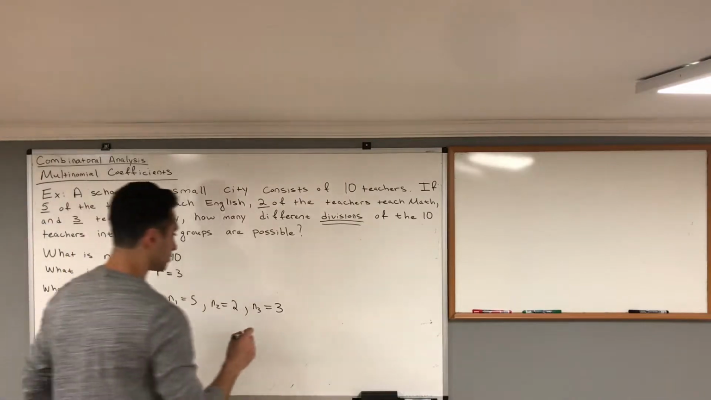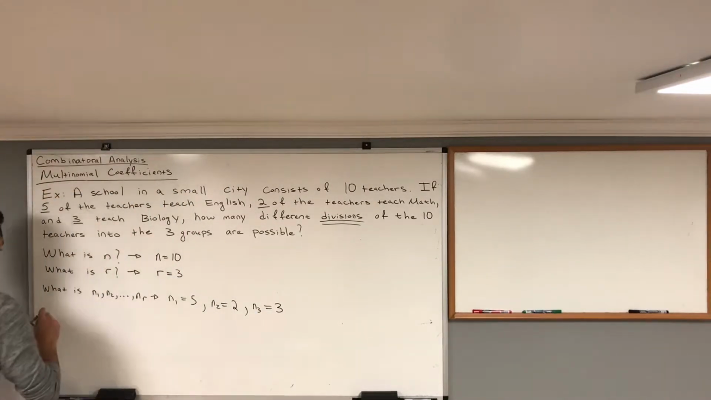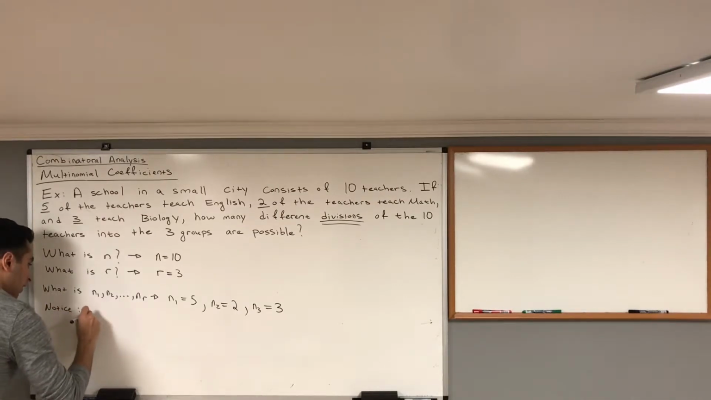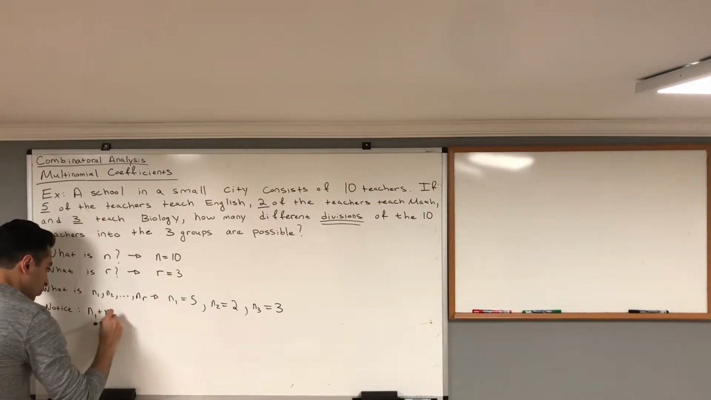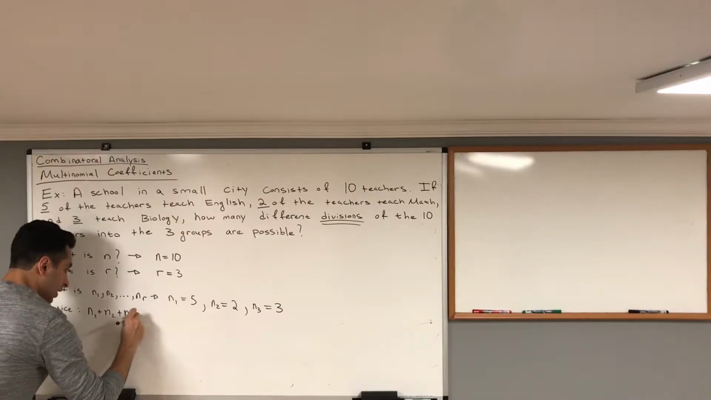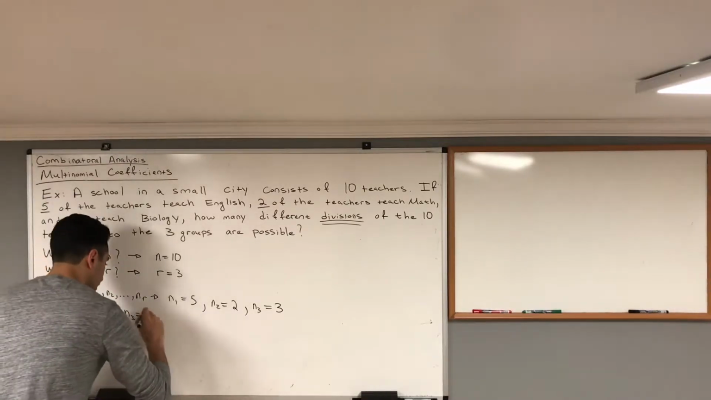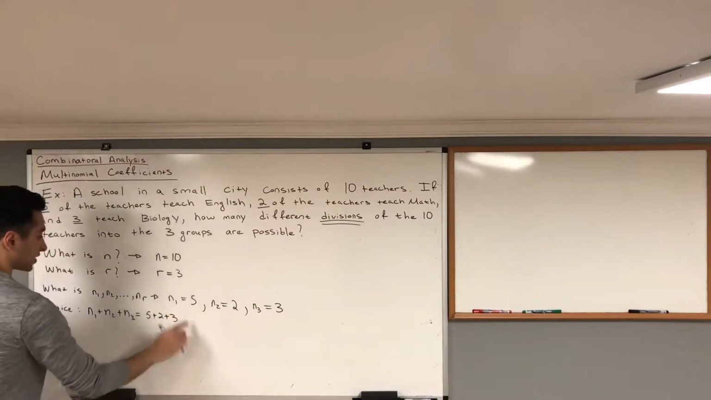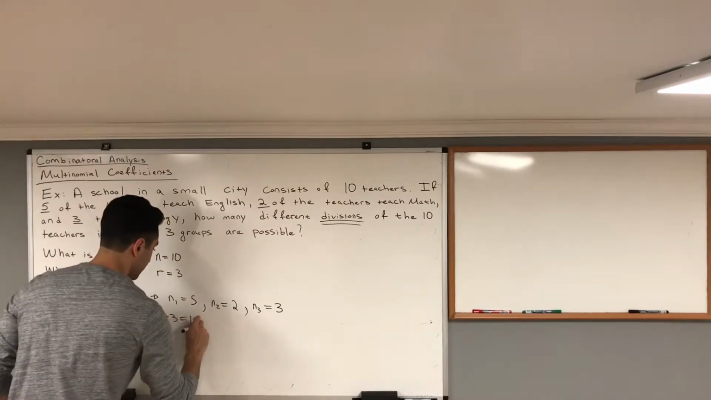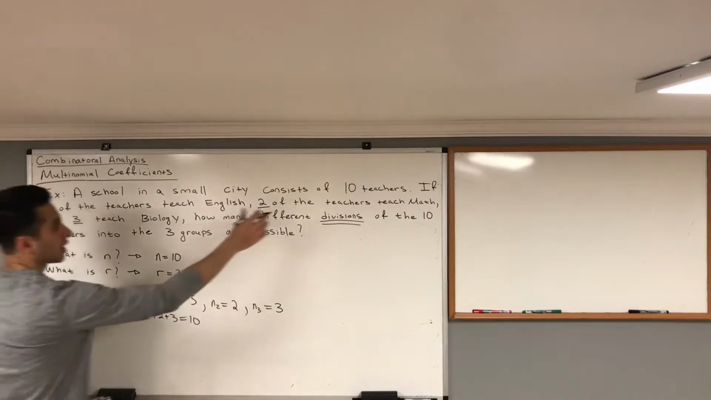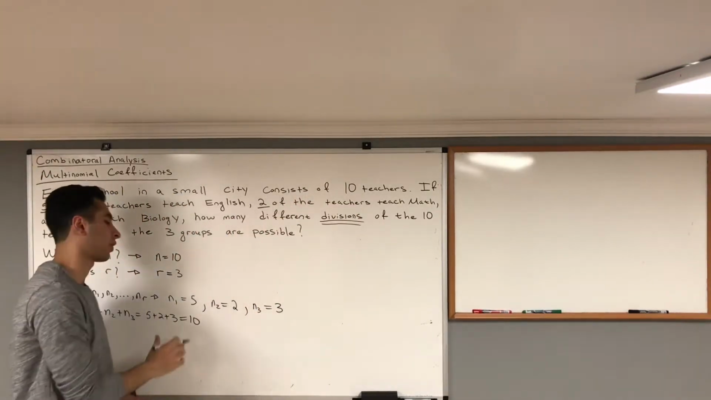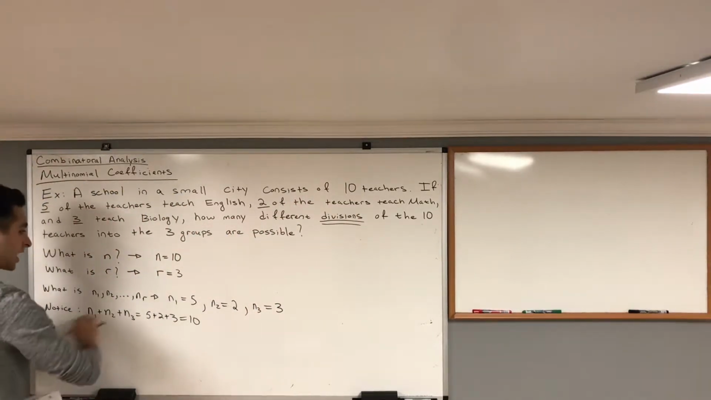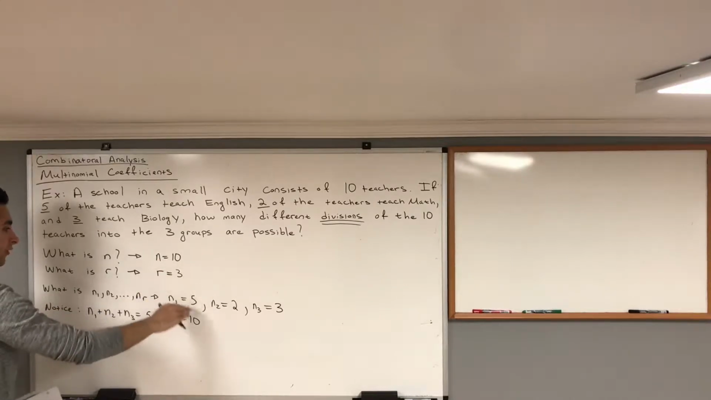And notice, n1 plus n2 plus n3 equals 5 plus 2 plus 3, which is 10, right? And that should make sense. You have to get 10. If you don't get 10, you probably did something wrong. So make sure to check this after you label all your variables.